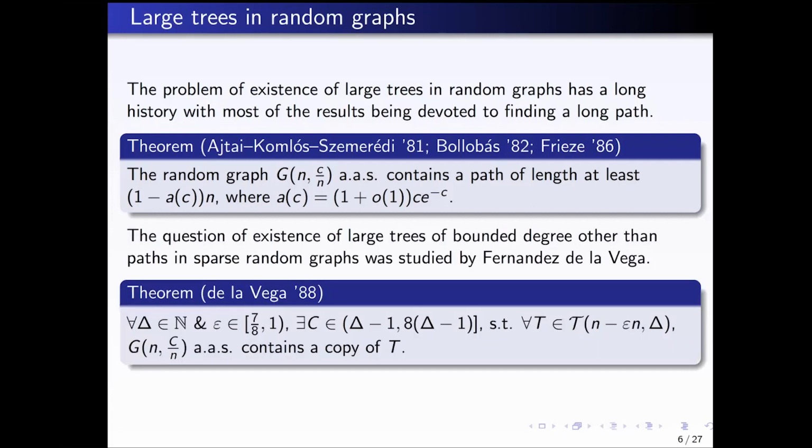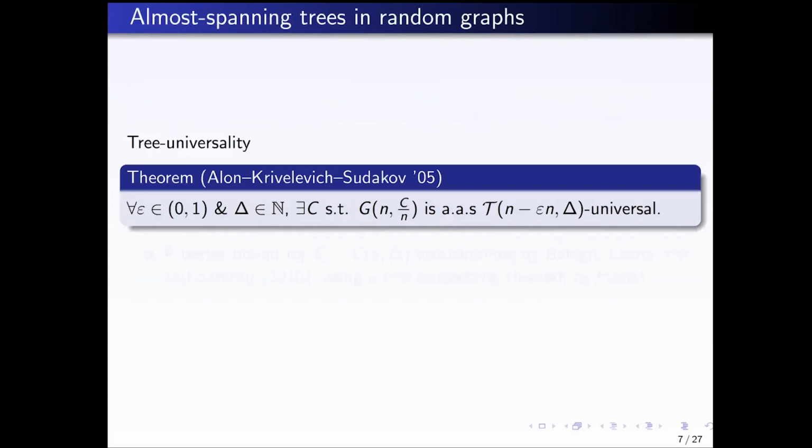And right, the question of large trees is also studied. The first one is a path. The second one, from de la Vega, is about trees. So essentially, we get an almost spanning tree with constant maximum degree. Then the tree universality was first raised by Alon, Krivelevich, and Sudakov, and they show that this G(n, C/n) contains all trees with bounded maximum degree and n minus epsilon n vertices.